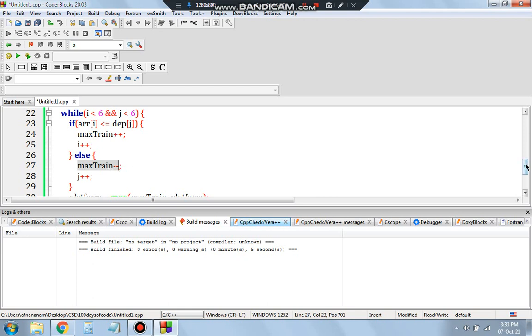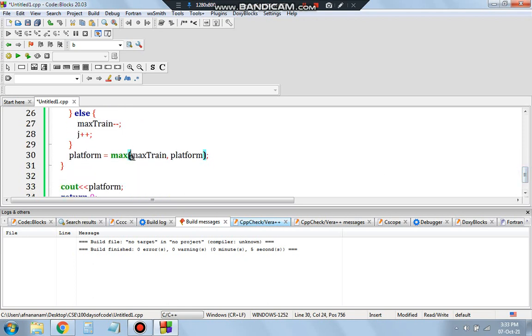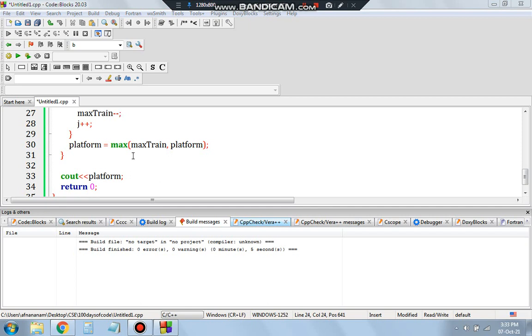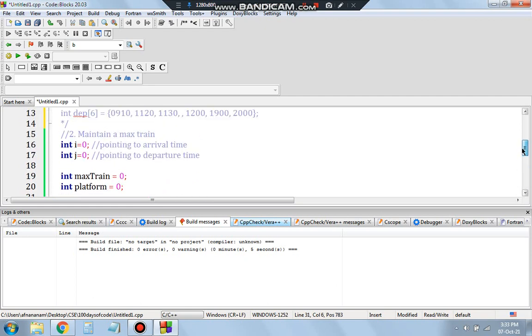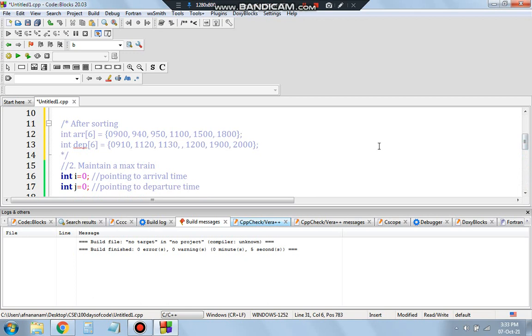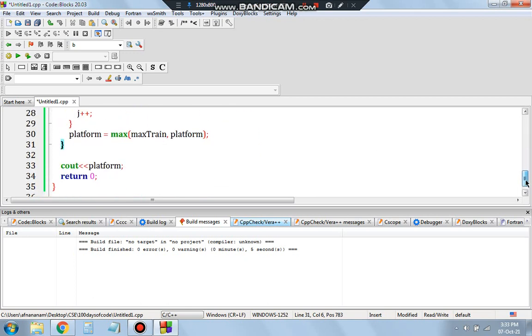After the array gets over, the maximum of max train and platform will be stored in platform. We take the maximum because sometimes at the current time max train will be more and platform will have the previous value. So among these, we store whichever is maximum, because the maximum gives how many platforms could be required at a point. After this loop gets over, we will have traversed the whole array, and platform will have the maximum number of trains at a particular amount of time.